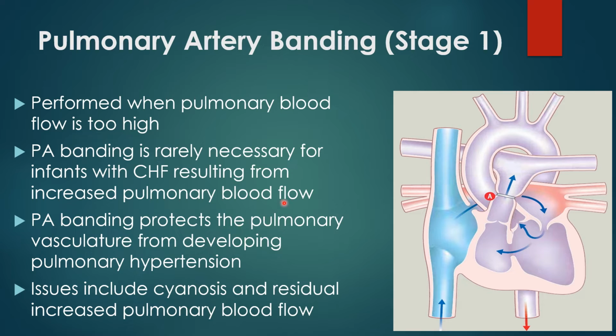The PA band does protect the pulmonary vasculature from developing pulmonary hypertension from the excessive flow across this VSD. Issues include cyanosis and residual increased pulmonary blood flow. But with the band, you're basically just putting a little band here, and you're increasing the pulmonary vascular resistance, so you end up having less left to right shunt.